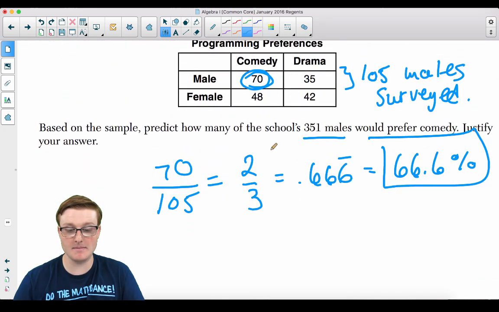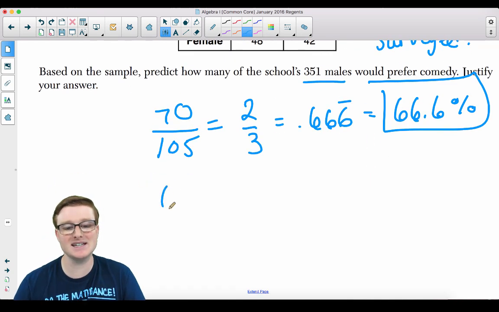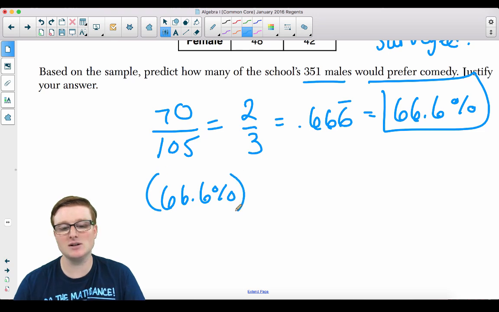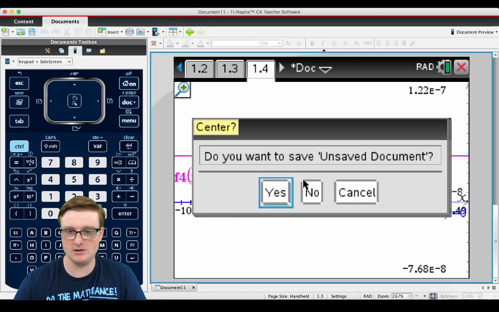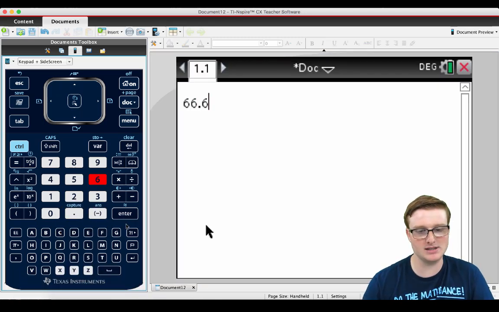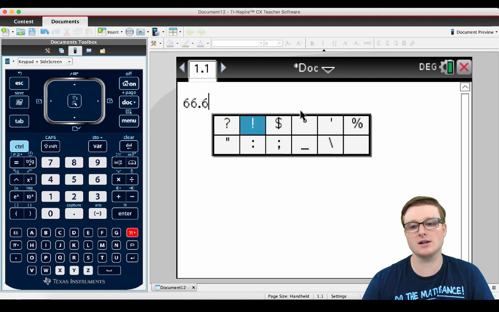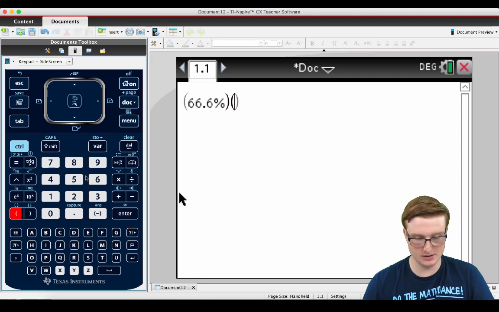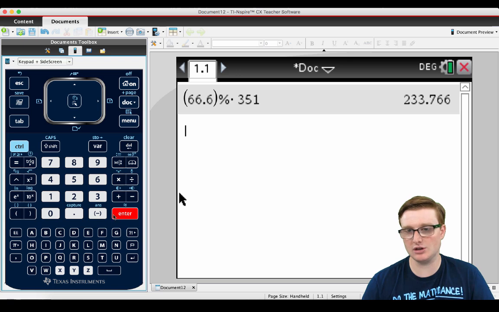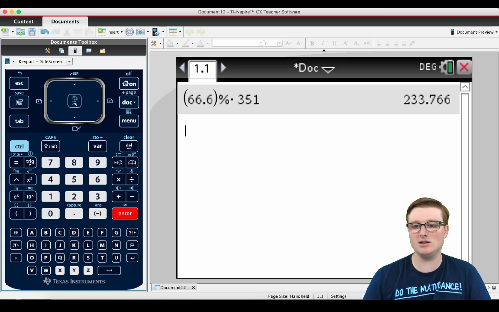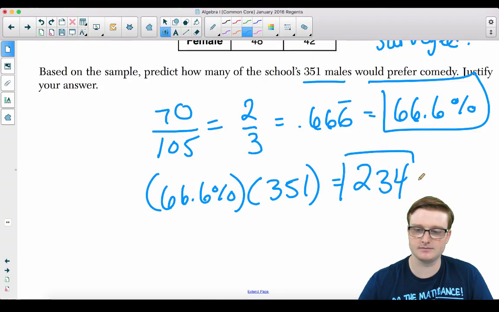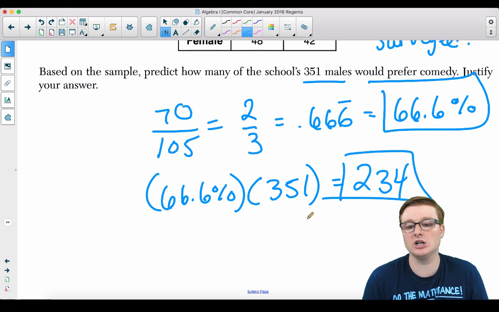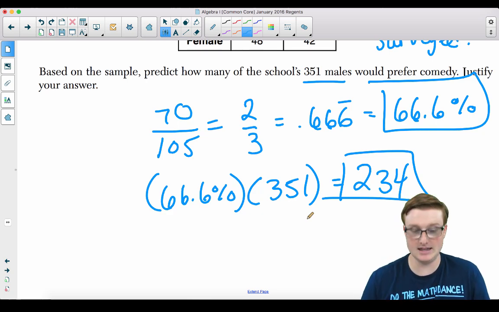Now, they're saying how many of the school's 351 males would prefer comedy. So we need to take 66.6%, and you're going to multiply it by the 351 males in the whole school. By the way, the percent key is in the question mark, and you could click percent, times 351, and you get 233.7. So that's approximately equal to 234 people. So 234 students would prefer comedy in the school.